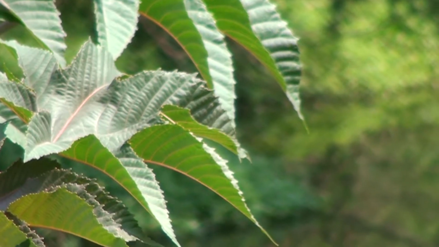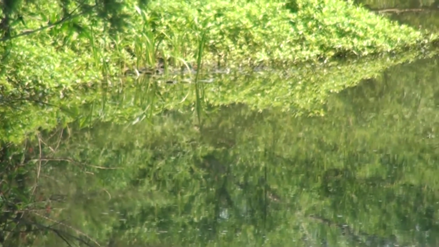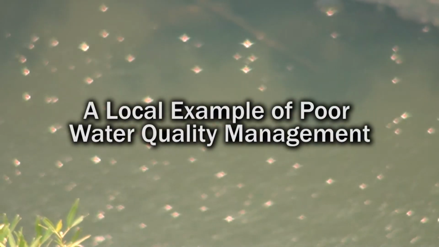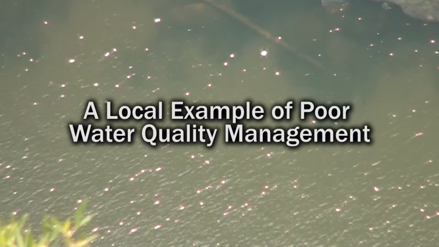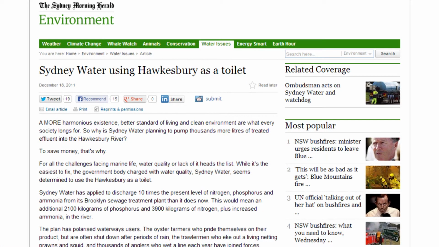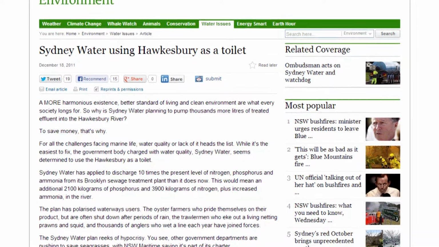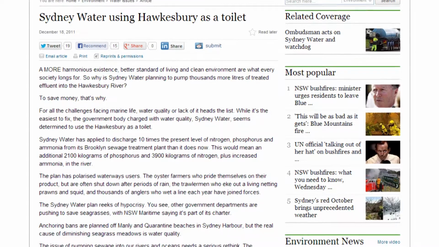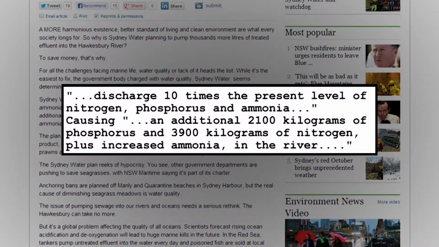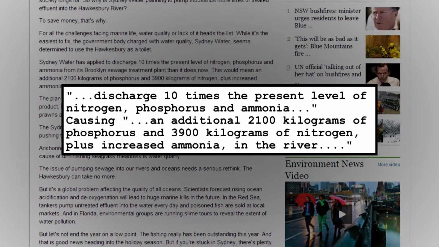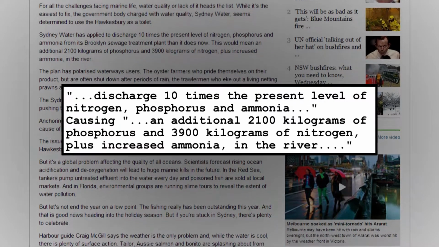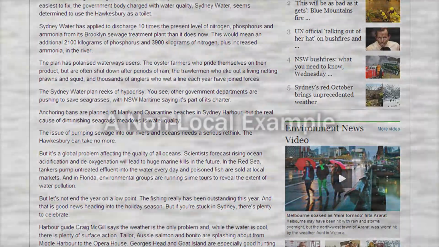Alright. As you may have realised, all of these factors affect not only the water itself, but the ecosystems that are involved with the water body. A local example of poor water quality management. A good example of poor water quality management in the local area was publicly noted in the Sydney Morning Herald on the 8th of December 2011. The article was titled, "Sydney Water Using Hawkesbury as a Toilet." A link can be found in the credits. It describes how through poor management practices with treated sewage effluent, the local river was becoming polluted to an extent that was troubling the local marine life and was also affecting human health.